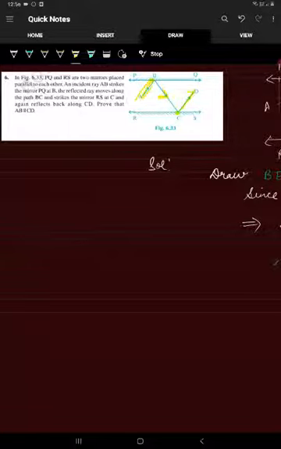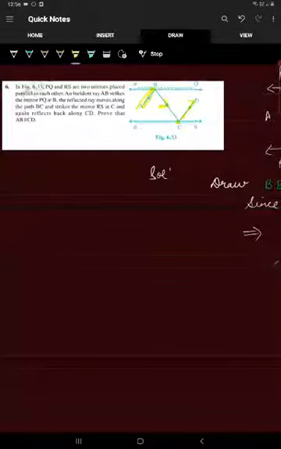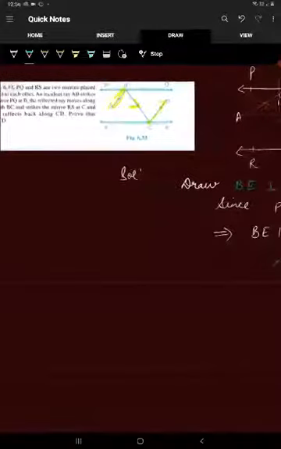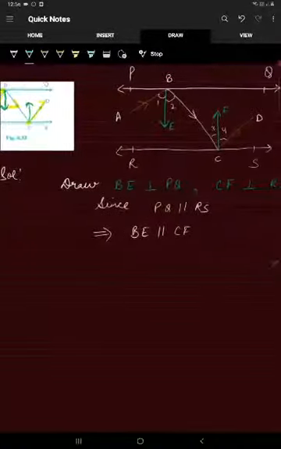Here it is given that PQ is parallel to RS. Students, we have studied the laws of reflection in the science book of class 7: the angle of incidence is equal to the angle of reflection. This is the first law. The incident ray, the reflected ray and the normal lie in the same plane. The word normal here means perpendicular; it is a synonym of perpendicular. So I am doing a construction here.